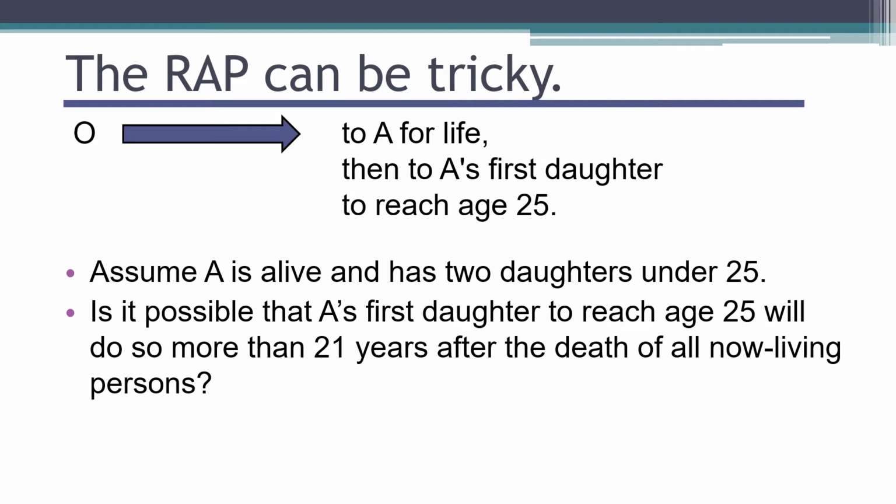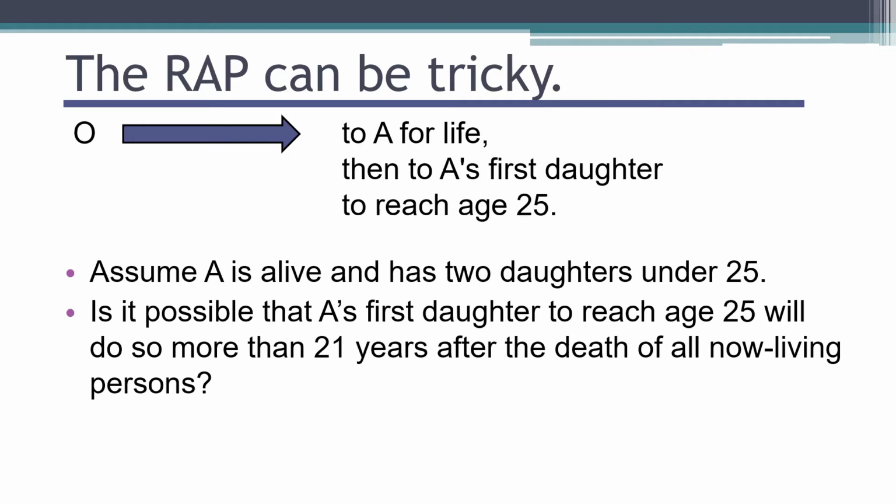We're inclined to say, well, let's use the two daughters as measuring lives, and obviously one of them is going to reach age 25 during her own lifetime, and therefore the rule against perpetuities is satisfied. The problem with that is that if we assume that one of the daughters is going to reach age 25, we're also assuming that that daughter will not die before 25. Let's take a worst case example in which both daughters die before age 25, which is entirely possible, and then let's suppose that A has another daughter, one who isn't born yet, and who reaches age 25 more than 21 years after A dies. Is that possible?